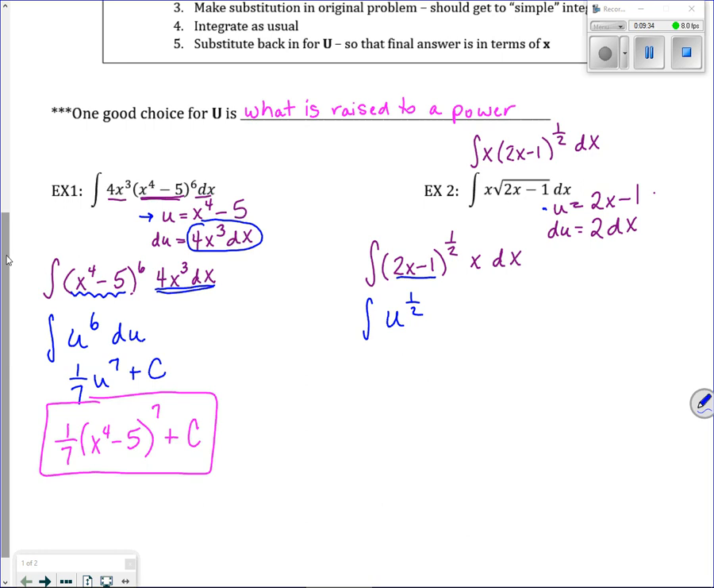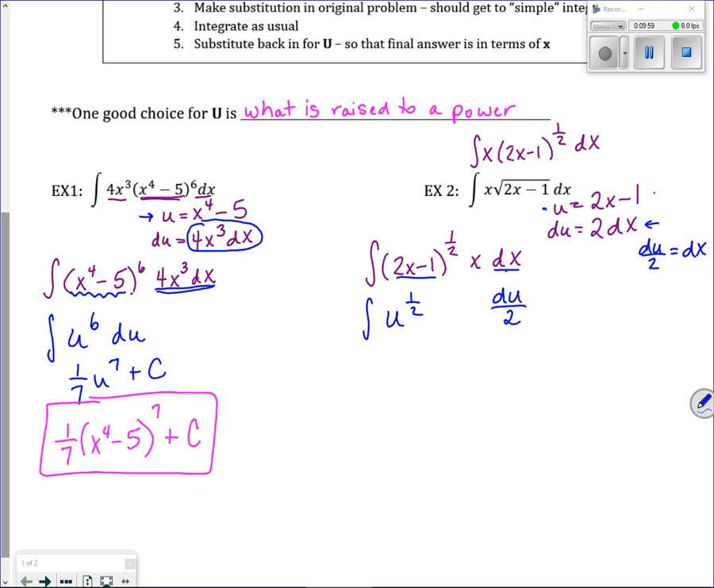Okay, well, the dx, I've got to substitute the dx as well, which I could do that one pretty easily with this guy. I could solve and say that du over 2 is equal to dx. So in for this dx, I could put du over 2.